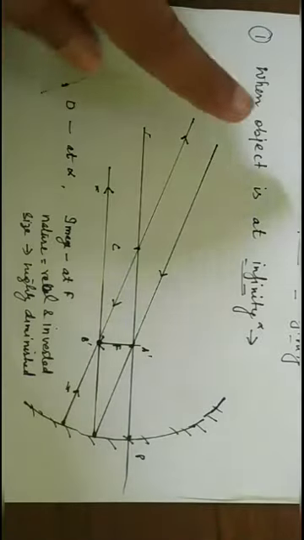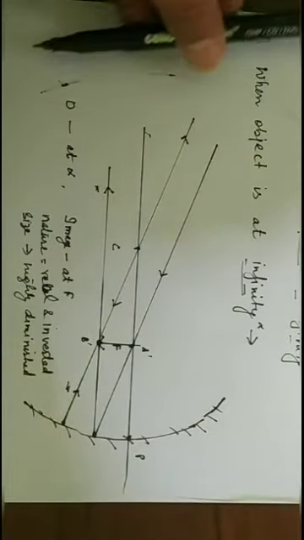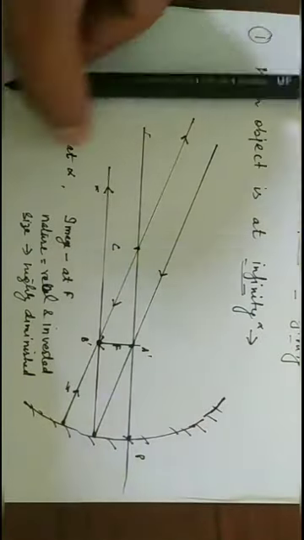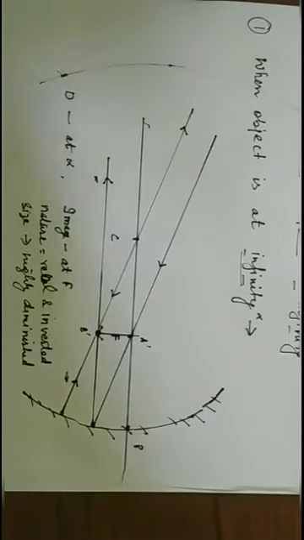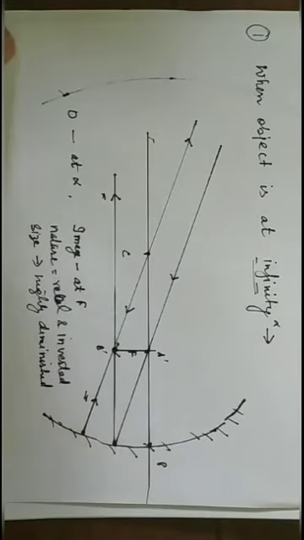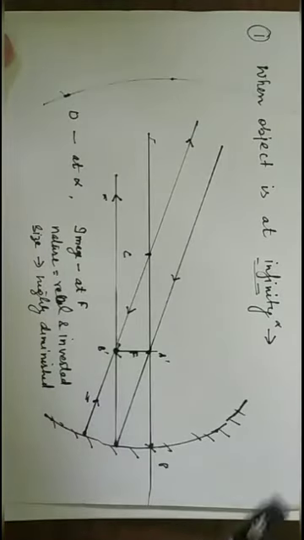If you see here, this object is very far away, it is of more than this size, a very far away object, and the image is this much small, so it is highly diminished. So this is when your object is at infinity. Discuss the first case when the object is at infinity. When the object is at infinity, it means parallel rays of light are coming from the object.